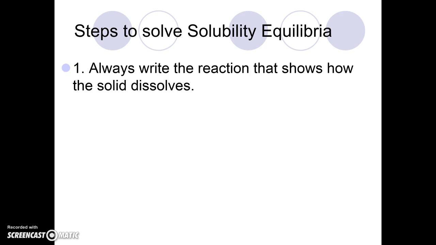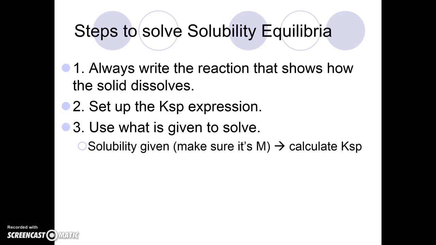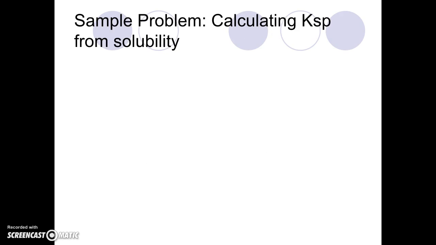So here are the steps. You want to get these down on your exit ticket. First, you write the reaction to find out, are there going to be coefficients that turn into powers when you do the math? Second, set up the Ksp expression correctly using all the Ksp rules. All the rules for equilibrium apply. Third, use what's given to solve. If solubility is given, make sure it's in moles per liter. If it's in grams per liter, you have to convert it to moles first and calculate the Ksp. If the Ksp is given, you're going to calculate the solubility in moles per liter.